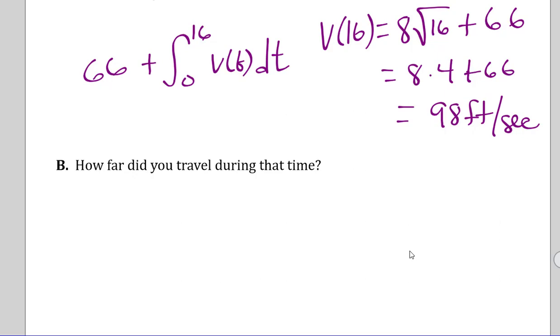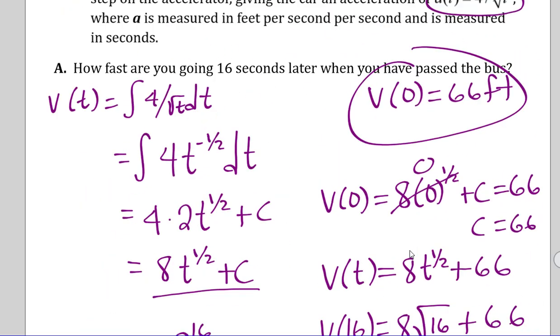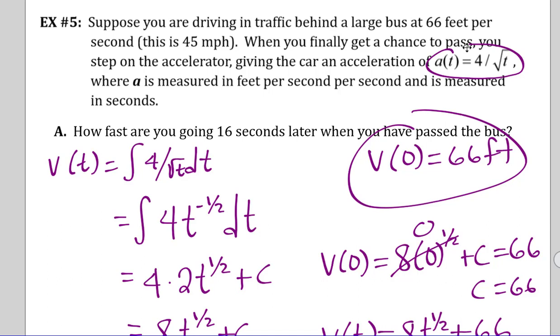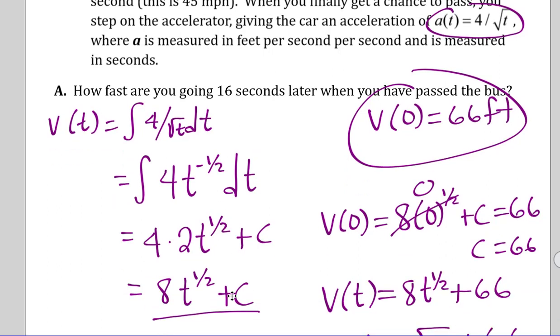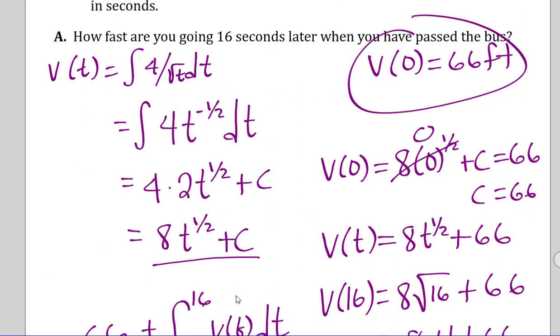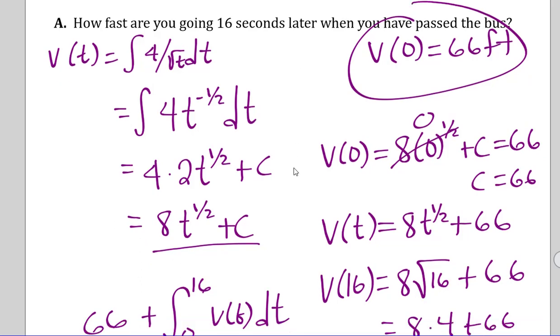Okay, let's recap. So in this problem, we were given acceleration. We were also given our initial velocity, and we were able to use integration to help us come up with the velocity equation, the integration plus that initial condition. Now, once we got the equation for velocity, we were able to find our velocity at a particular time. So when we integrate acceleration, we get velocity.